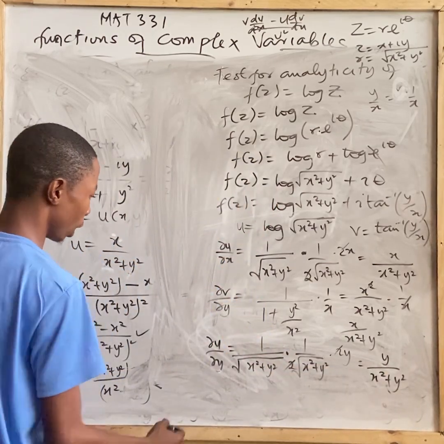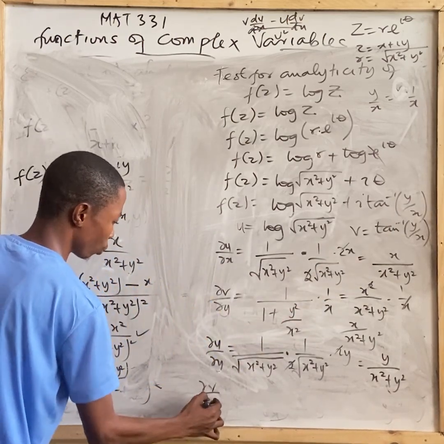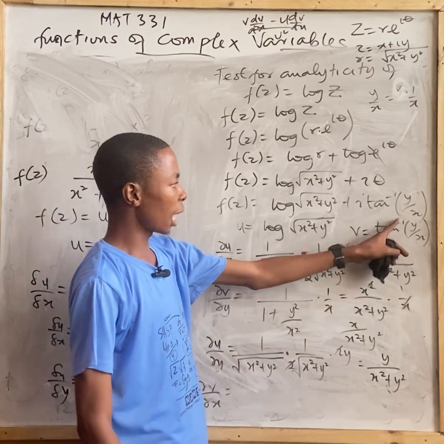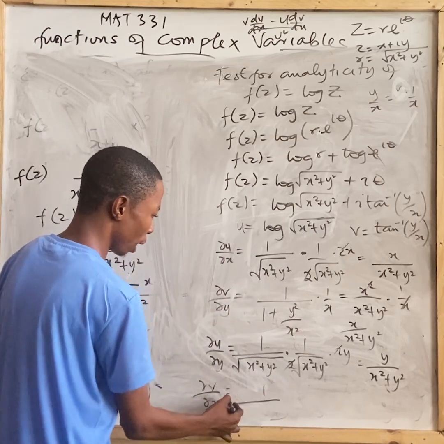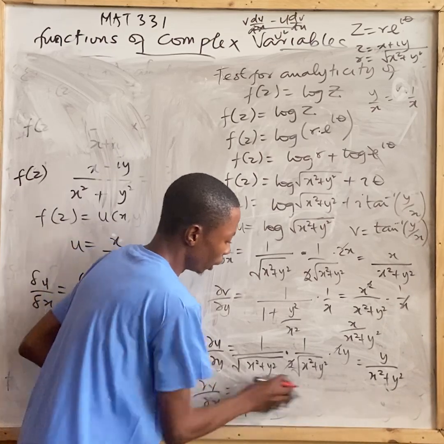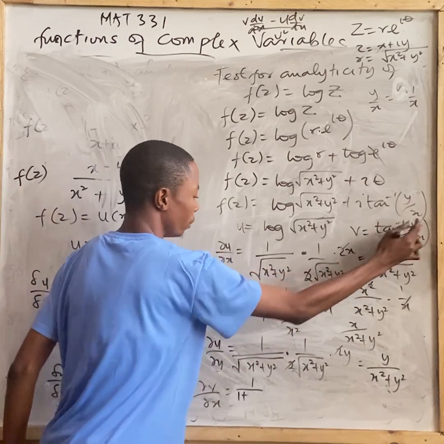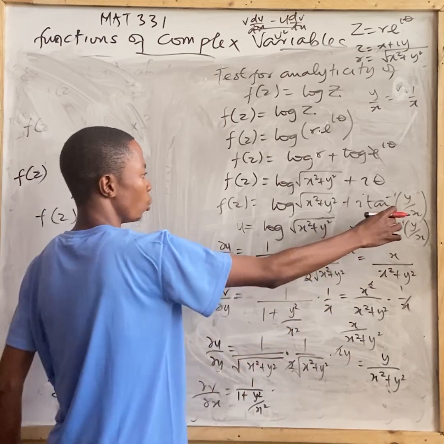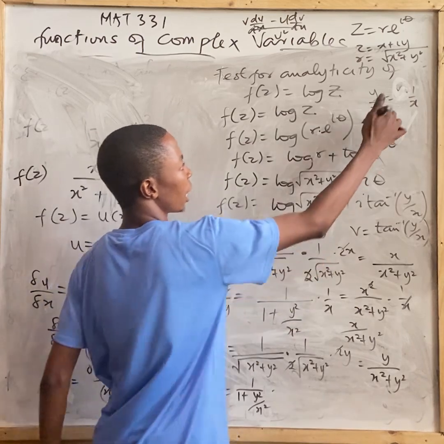And what else will I do? I will also differentiate the other one, dv, now with respect to x. Before, the partial derivative, I think it will hold. If I differentiate tan inverse with respect to x now, the derivative of tan inverse is 1 over 1 plus the square of this stuff, 1 over 1 plus y squared over x squared, times. You will now differentiate this y over x partially with respect to x.